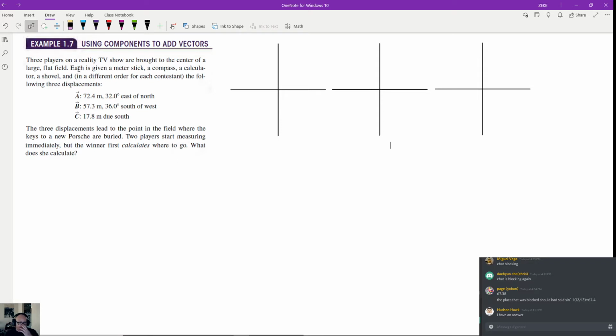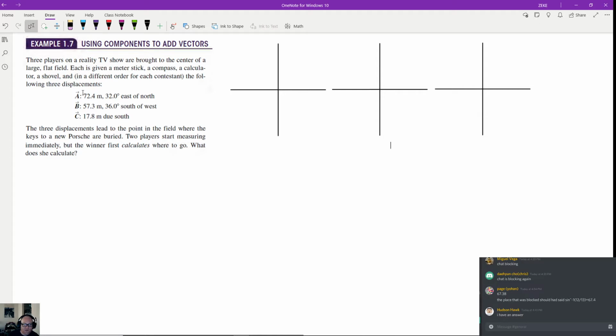Okay, three reality players on a TV show are brought to the center of a large flat field. Each is given a meter stick, a compass, a calculator, a shovel, and, in a different order for each contestant, the following three displacements. The three displacements lead to the point in the field where the keys to a new Porsche are buried. Two players start measuring immediately, but the winner first calculates where to go. So if you can calculate where to go faster, you can skip doing all of these displacements and instead walk directly in the right direction to find the Porsche keys, right?